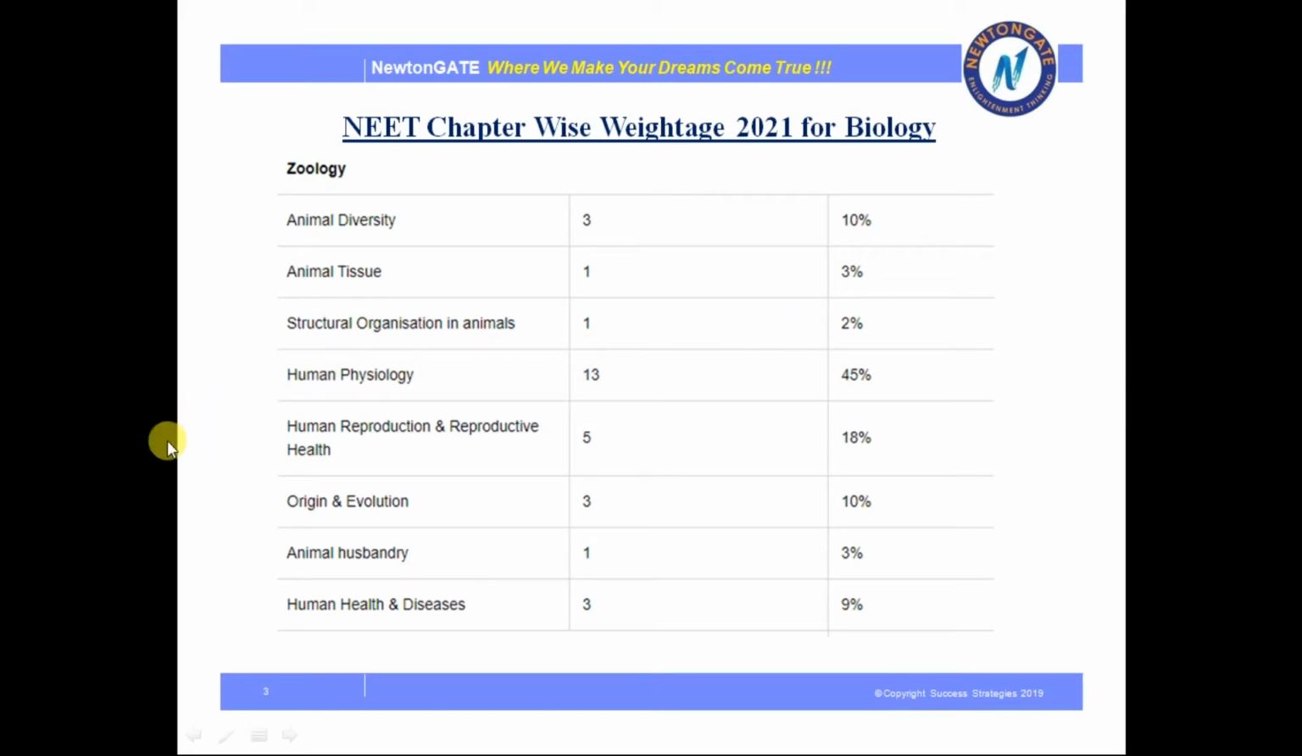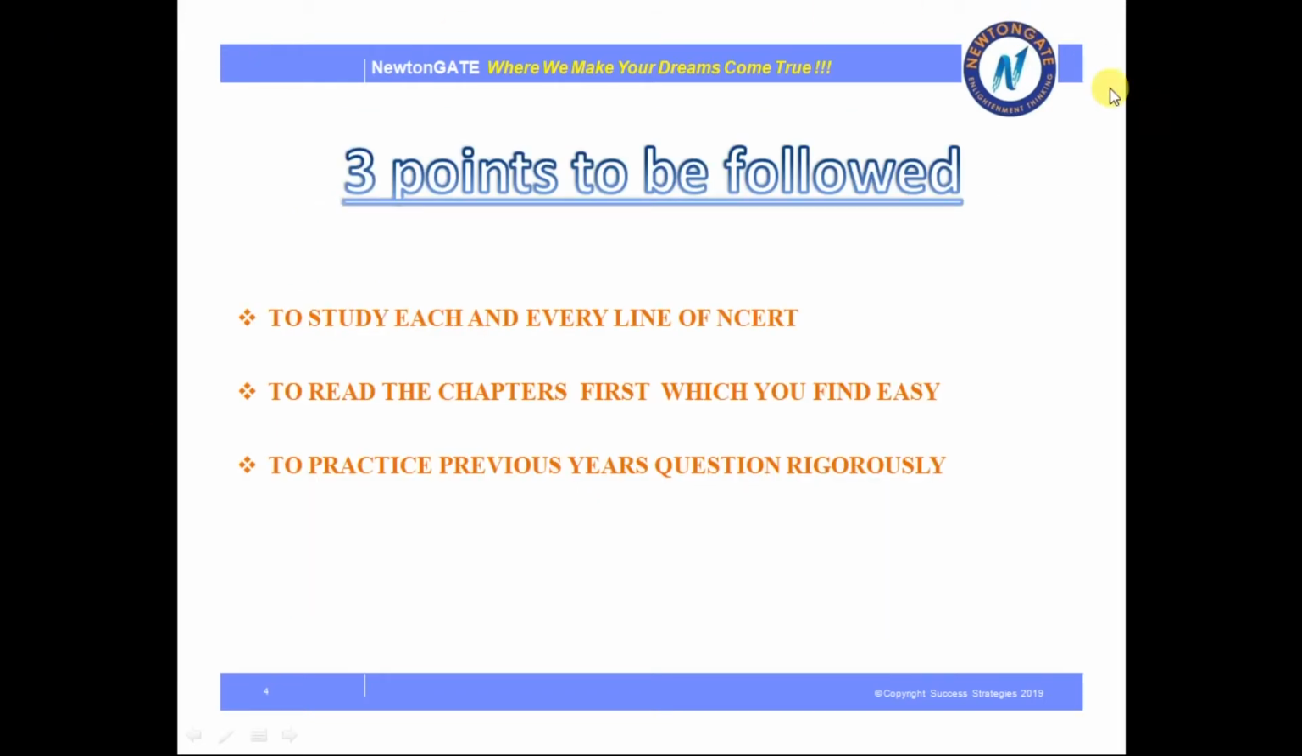To score a proper ranking, these 3 points need to be followed. I am saying from previous years' experience that students who followed these 3 methods have scored a good ranking. The first thing all NEET aspirants need to do is to study each and every line of NCERT. Each and every line or sentence of NCERT needs to be thoroughly studied to answer the questions.